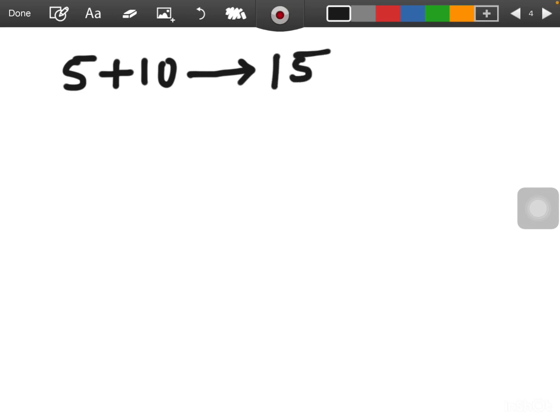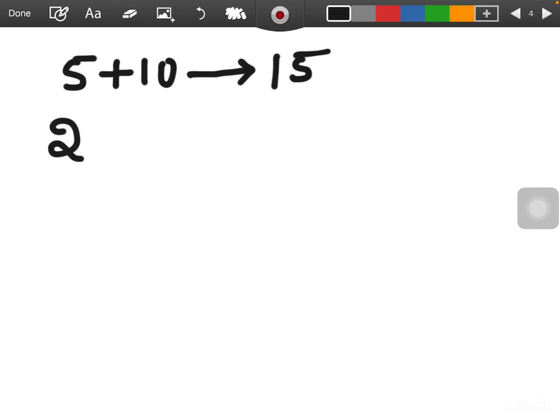For example, when we pass 5 plus 10, the compiler checks the syntax. 5 plus 10, the syntax is correct. Then it goes to the JVM. Then the JVM prints the output as 15.